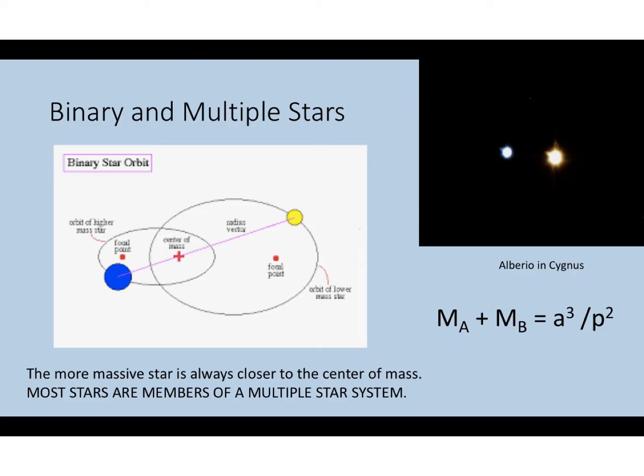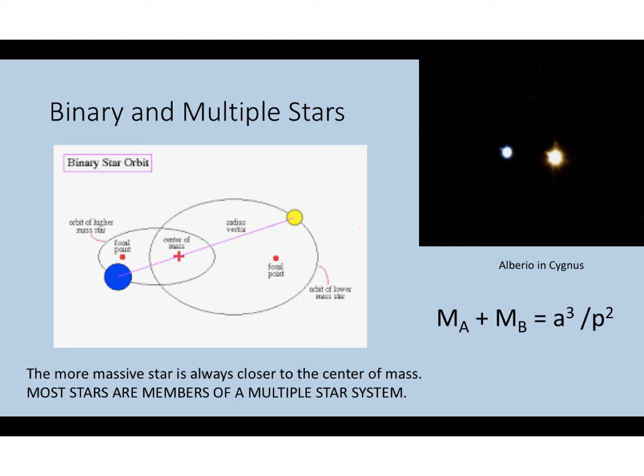On the right, there's a binary star called Albireo. To the naked eye, Albireo looks like a single star, but with binoculars or a telescope, it's actually two stars, one blue and one yellow. In the image on the left, you can see how they orbit one another.